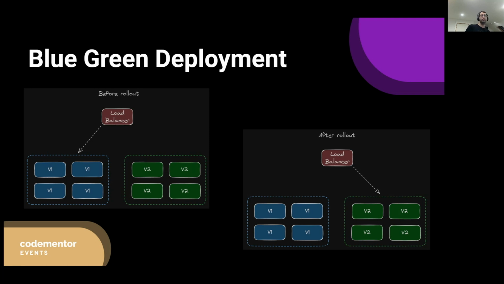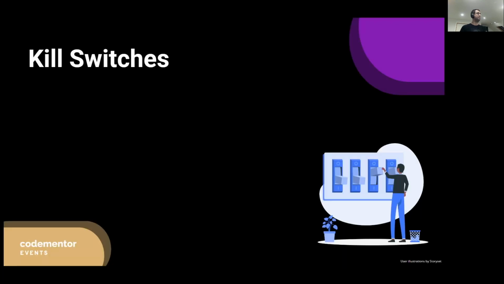Now we'll go one step deeper and start talking about some application controls that we could also use. So the first one is kill switches.